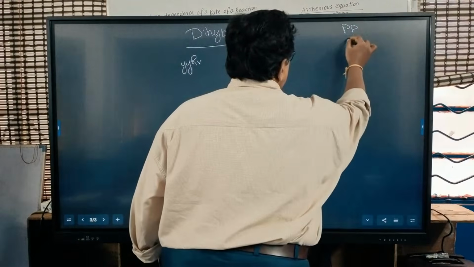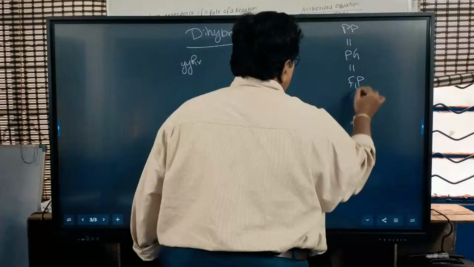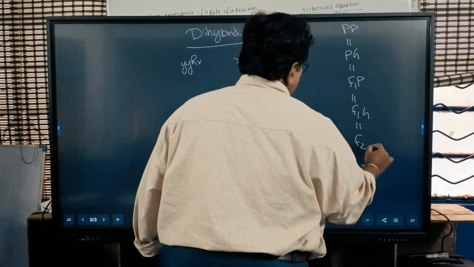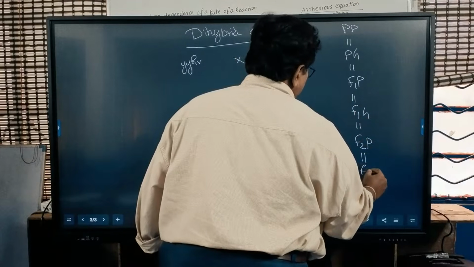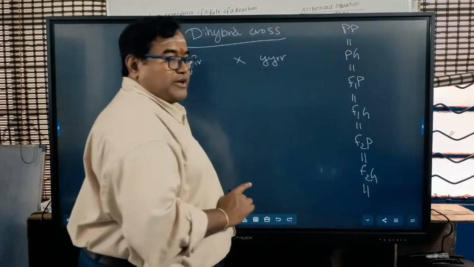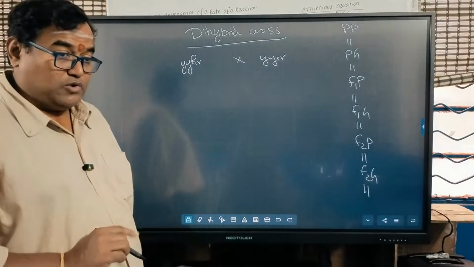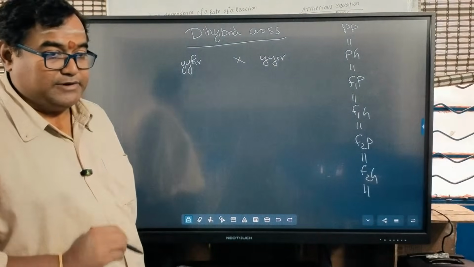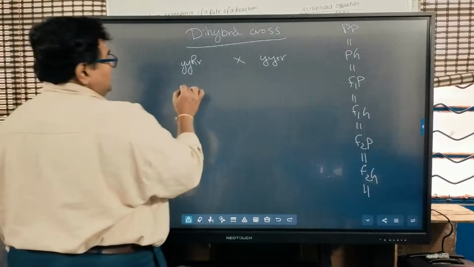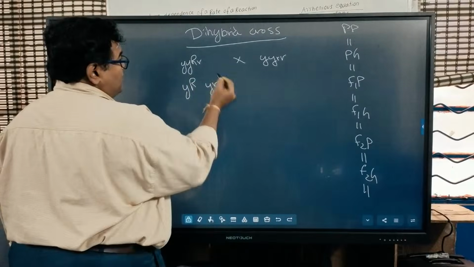Parental phenotype should be equal to parental genotype, should be equal to F1 phenotype, should be equal to F1 genotype, should be equal to F2 phenotype, should be equal to F2 genotype, should be equal to 1 value, right? Okay, this is the question they told us to solve, one in monohybrid cross, one in dihybrid cross. So what I am doing for you, this will form two types of gamete. This will form two types of gamete.